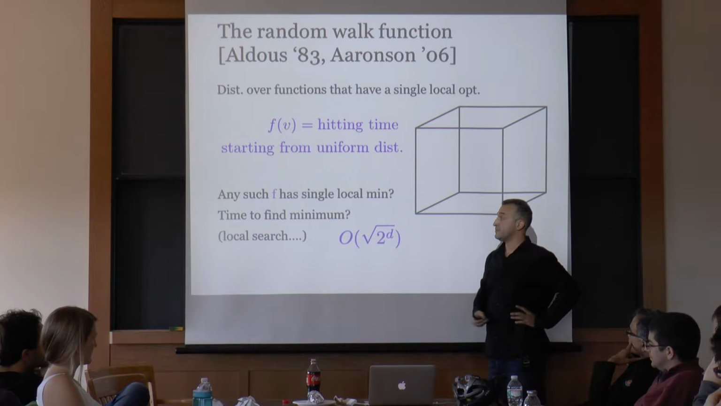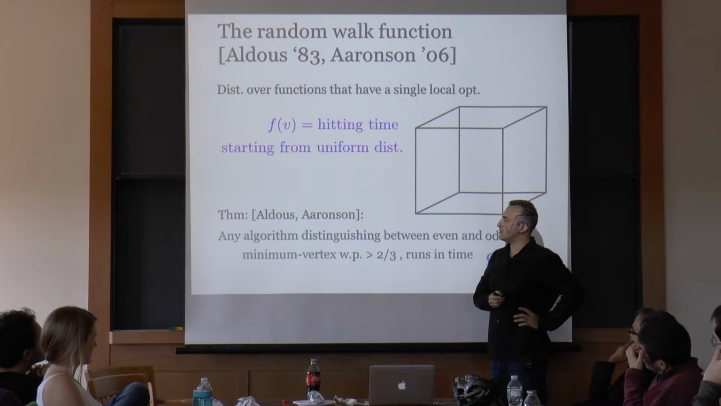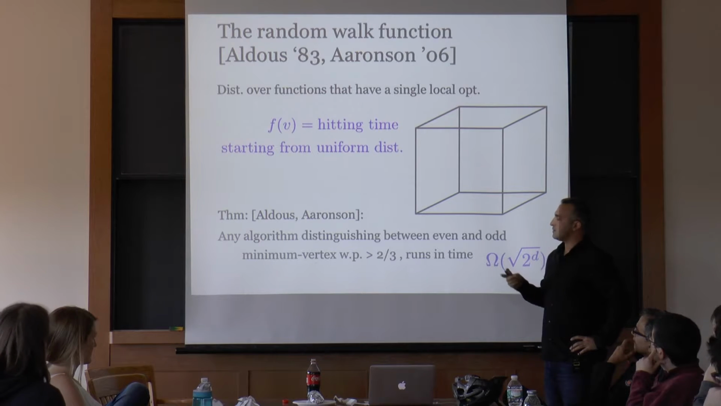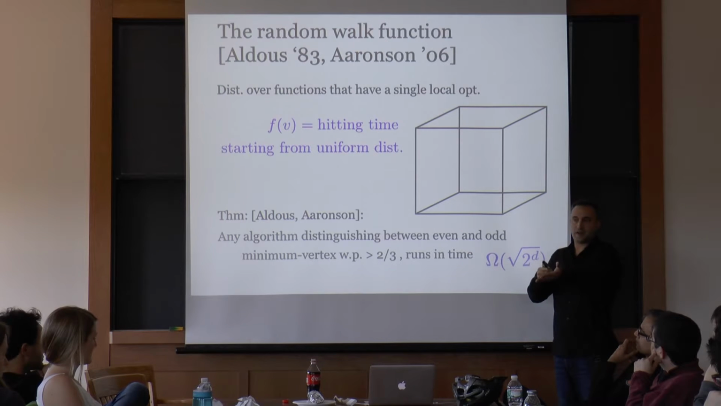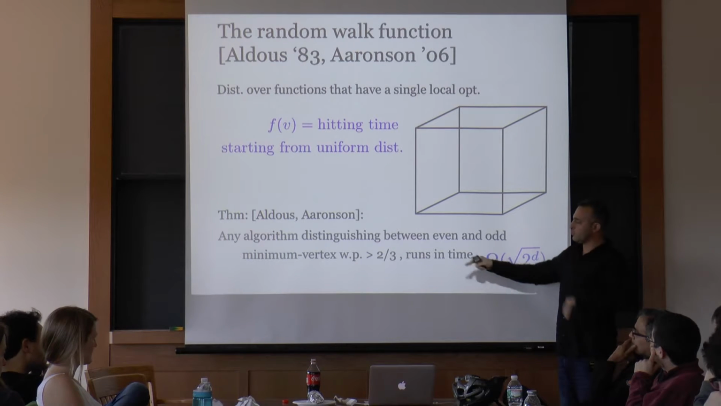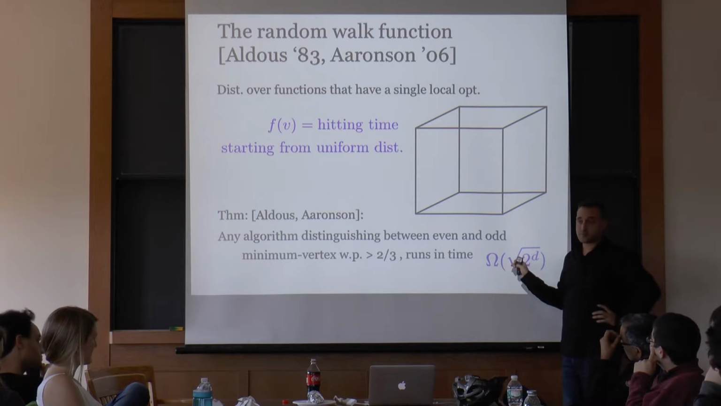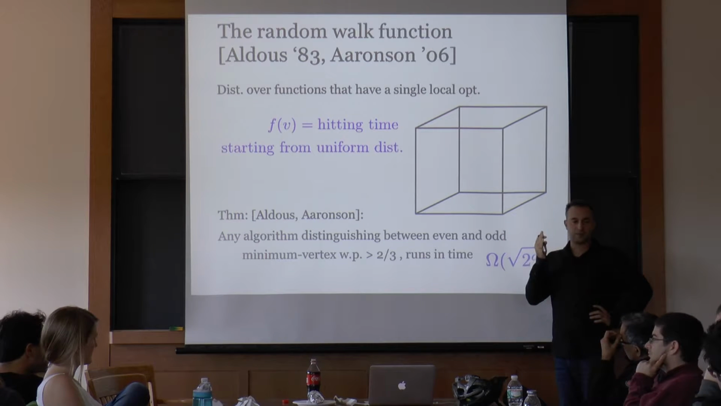So you can do root 2 to the d, and that's interesting already, just by this local global structure. And this is an interesting theorem that Aldous proved and Aaronson improved on: any algorithm that can find the minimum vertex, distinguishing between an even and an odd vertex name, with probability bigger than 2/3, must run in time at least root 2 to the d. So this is an information theoretic argument, because in root 2 to the d, you don't even get to see the entire cube. So there are no assumptions here, no computational assumptions.